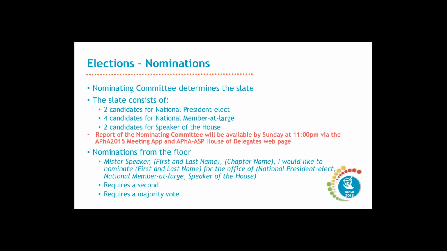The election process requires the nominations. So the nominating committee will determine the slate. The slate consists of two candidates for the national president-elect, four candidates for the national member-at-large, and two candidates for the Speaker of the House. The report of the nominating committee and this slate will be available by Sunday at 11 p.m. via the APhA site or the House of Delegates webpage. Nominations can be made from the floor, but they require a second and a majority vote.